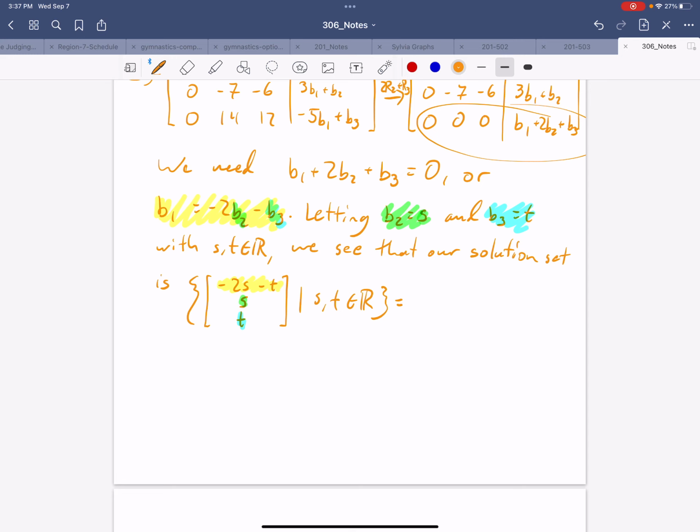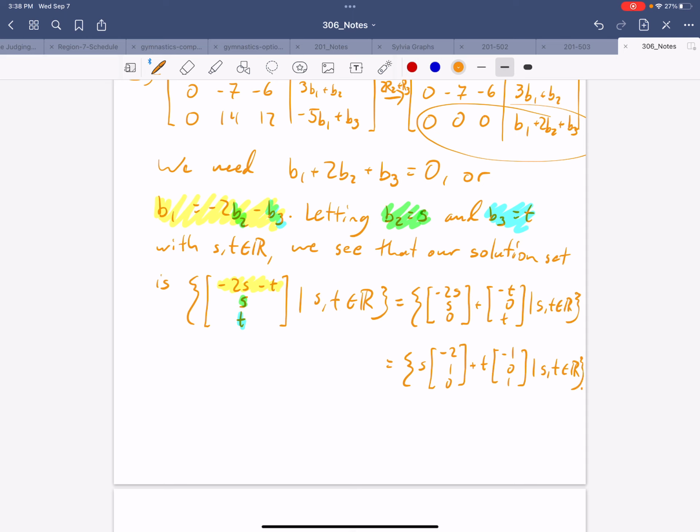Now, equivalently, we could write it this way. We could write this as the vectors negative 2s, s, 0 plus negative t, 0, t for s and t in the reals. And if we wanted to write that a slightly different way, we could pull out the s. We get s times the vector negative 2, 1, 0 plus t times the vector negative 1, 0, 1 for s and t in R.